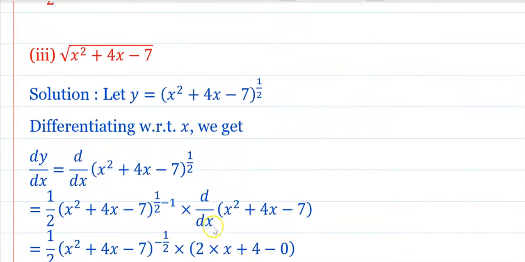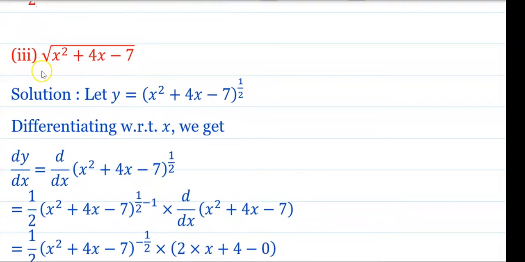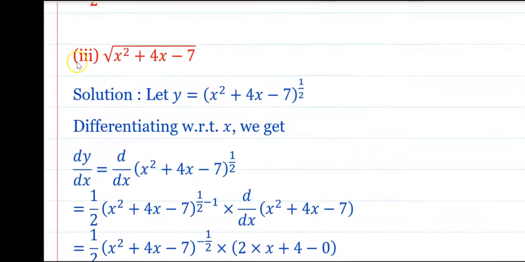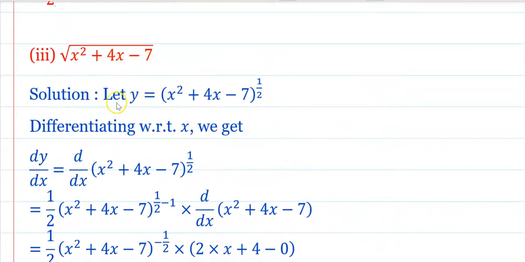Now we'll take the next example. Root of x square plus 4x minus 7. Again let y is equal to this. Differentiate with respect to x, we get dy by dx is equal to d/dx of (x square plus 4x minus 7) raised to 1 upon 2.